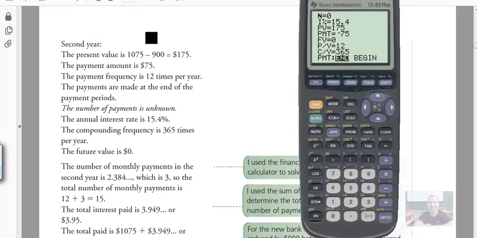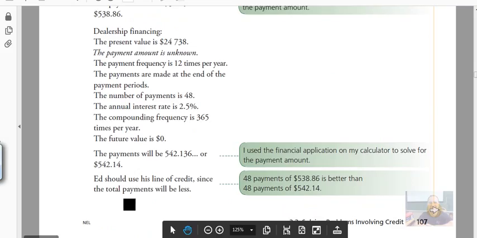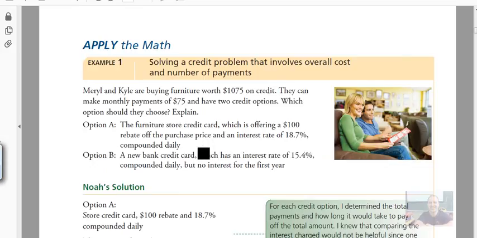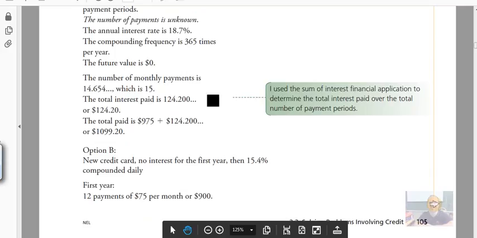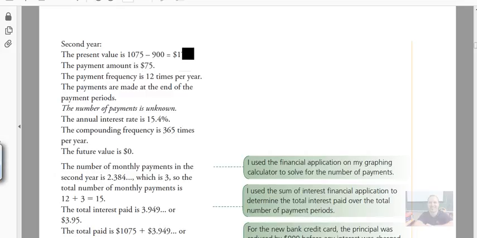It's 175 because the first year there's no interest, right? So you take the 75 times 12. So yeah, the first year you see there's no interest for the first year. So those payments of $75 every month go straight towards the principal. So in that first year, paying 900 bucks, 1075 is the original amount minus the 900. You have $175 left over. So the first day of the second year, you have $175 that they're going to charge you interest on.